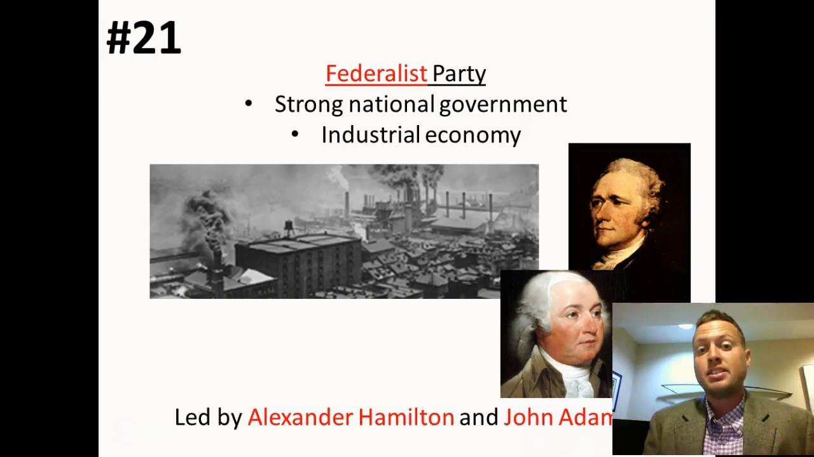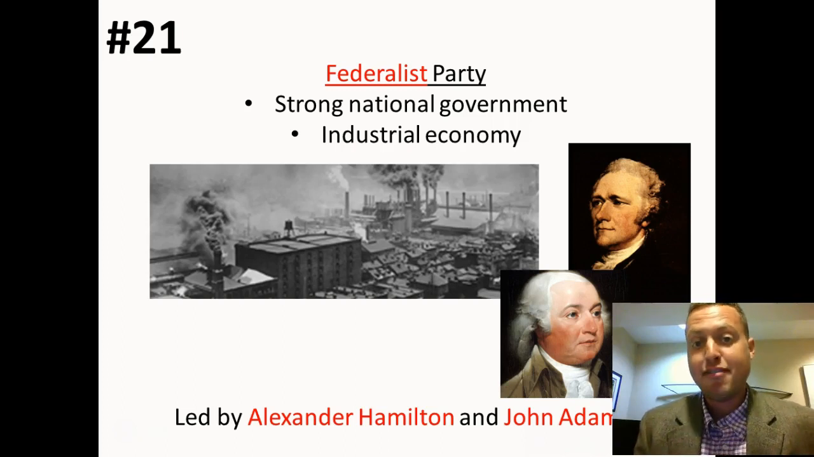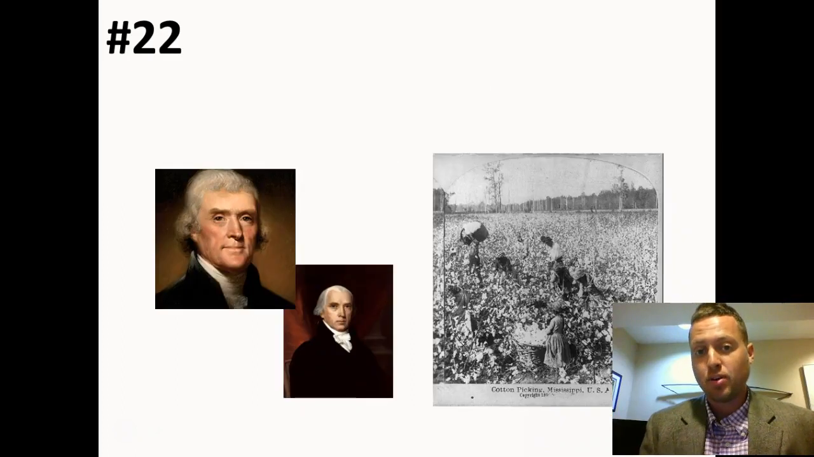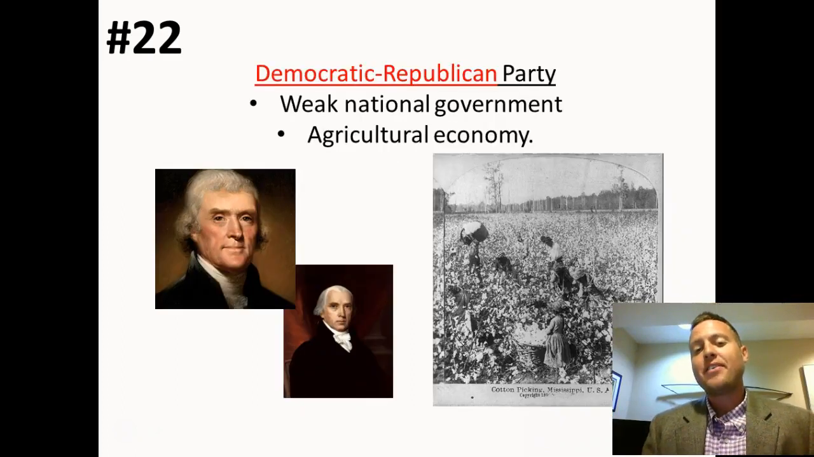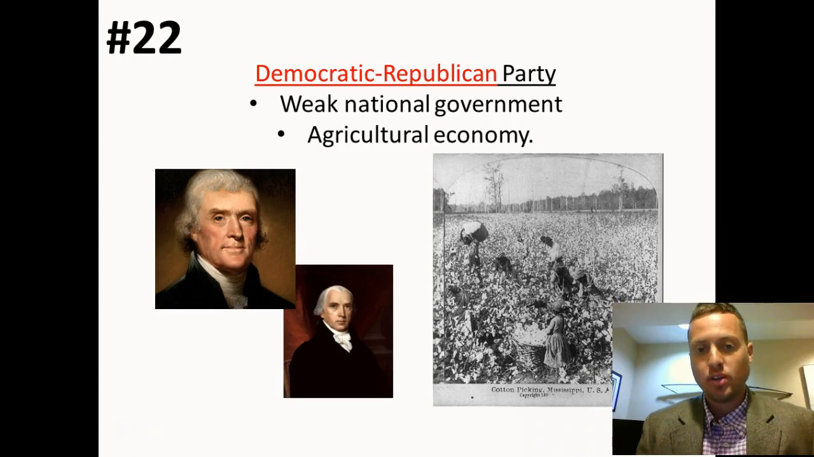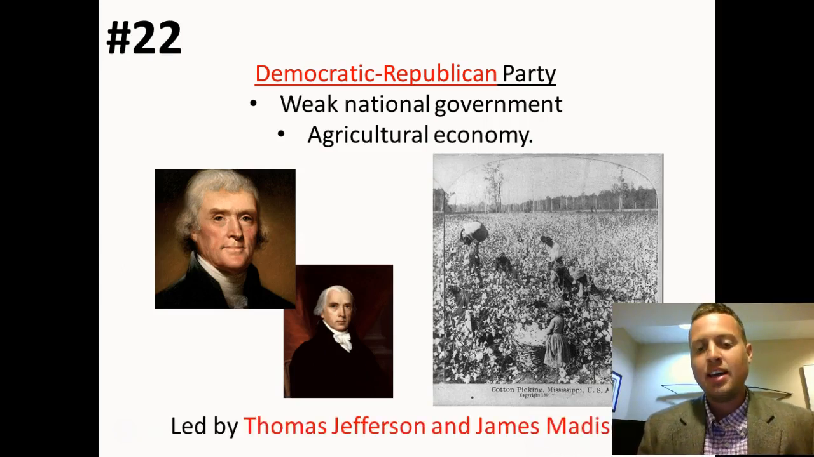The second president of the United States was John Adams. He was a Federalist, so we have the Federalist Party. The other party were the Democratic Republicans. They favored a weak national government and an agricultural economy, not this big commerce industrial economy. They were led by Thomas Jefferson and James Madison.